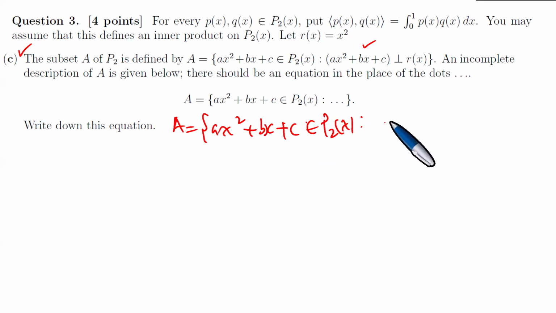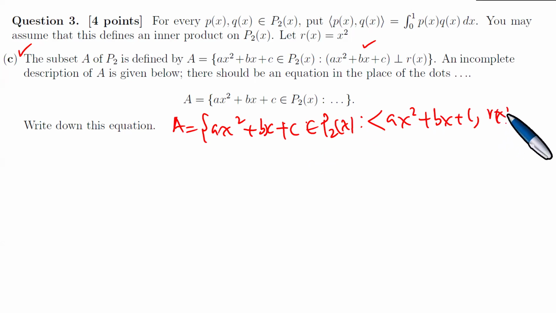So the equation would be that the inner product, because they're perpendicular, of ax squared plus bx plus c with Rx is 0. But now the examiner here expected much more than that, to say what this is going to become.